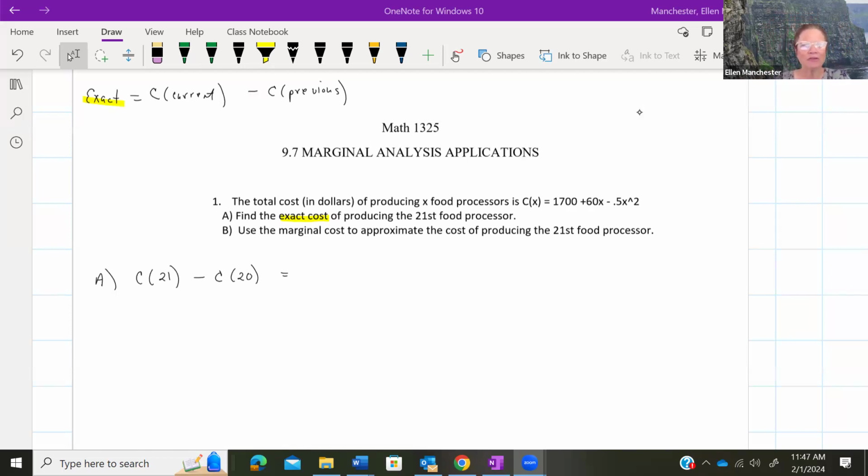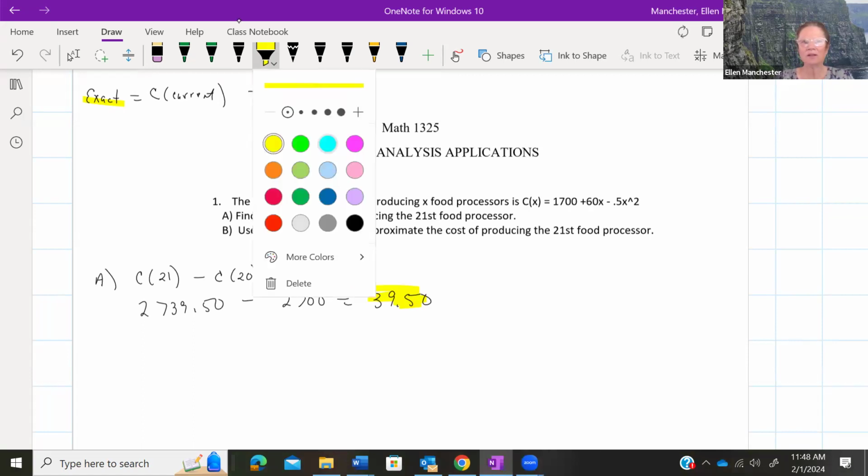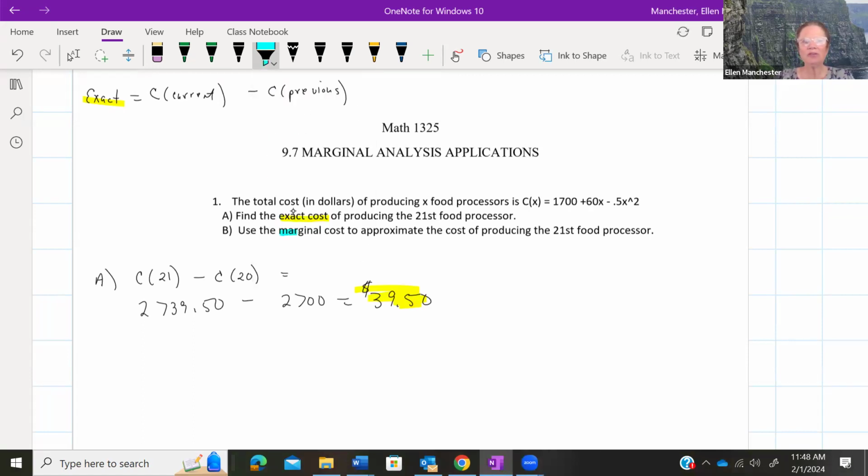Okay, so for cost of 21, you should have gotten 2739.50 minus 2700, the cost at 20. So your difference and exact cost is 39.50. Good. Okay. All right. Any questions on that? We all good? Okay, now do your marginal.